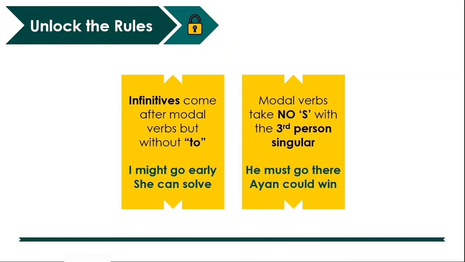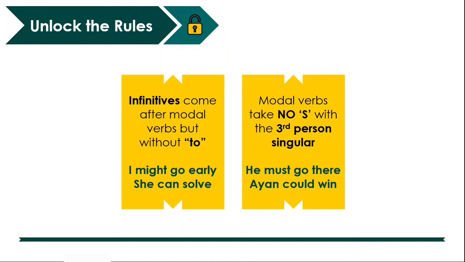Modal verbs का second rule. They take no s or es or ies with third person singular, as we have in present simple tense, right? She lives on 4th Street. He goes to market daily. She likes to have chocolate. हम यहाँ पे तो s और es use कर रहे हैं, but with modal verbs we never ever put modal verbs with s or es or ies.